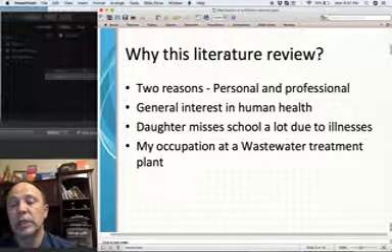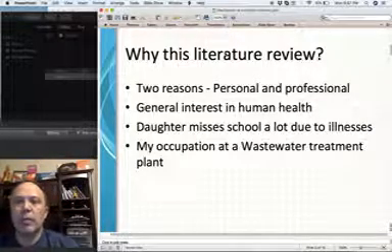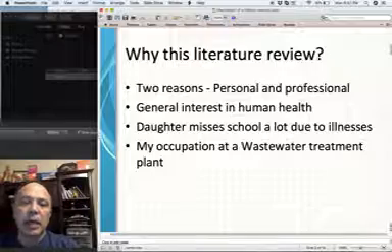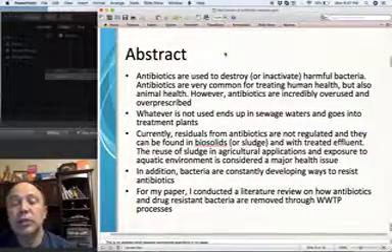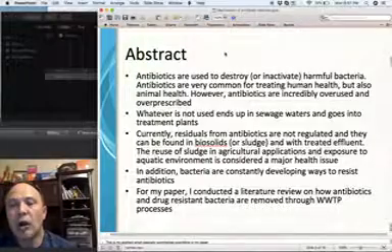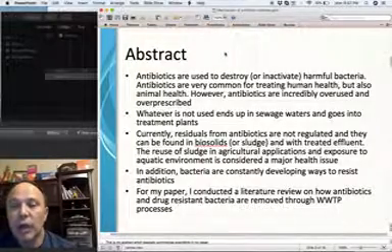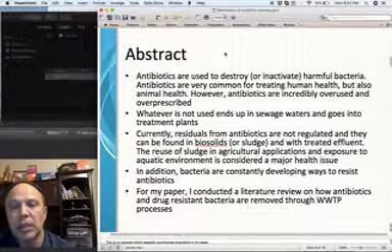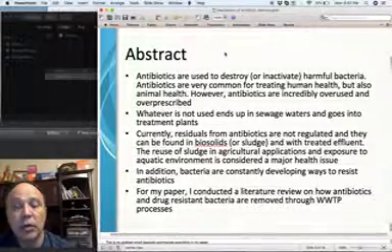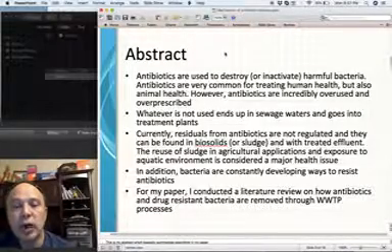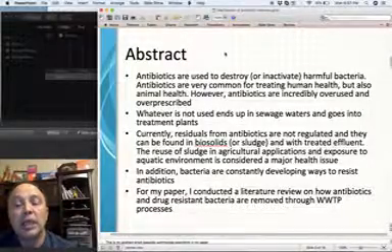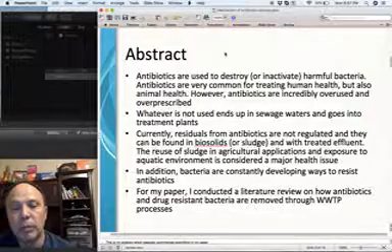And then I'm also an engineer at a wastewater treatment plant, so I thought professionally this would be a good topic for me. Abstract. So antibiotics are used to destroy or inactivate harmful bacteria. Antibiotics are very common for treating human health as well as animal health. But because they're so common, so popular, they are incredibly overused and overprescribed. And whatever's not used up ends up in sewage waters and goes into treatment plants.